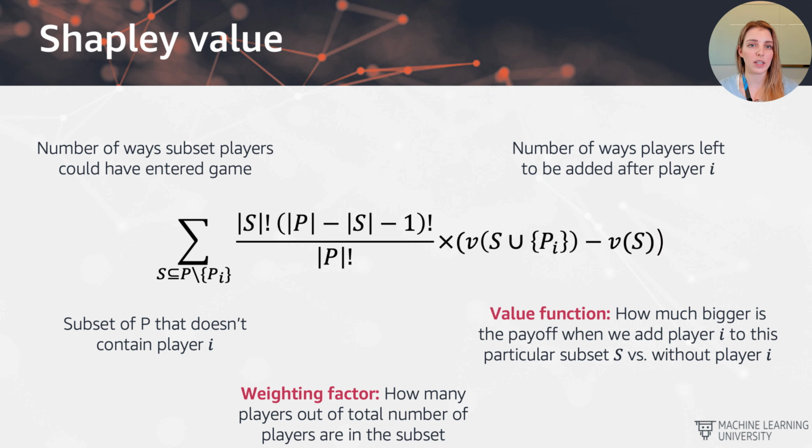So this is now just taking the equation and breaking it down into the individual components. So we have to look at the number of ways subset players could have entered the game. And then we already said that underneath the summation, we have the subset that does not contain the player Pi. And then the weighting factor is going to be how many players out of the total number of players are in any given subset. And then the value function will describe how much bigger the payoff is if we add player i to this particular subset S versus having this set without the player i.